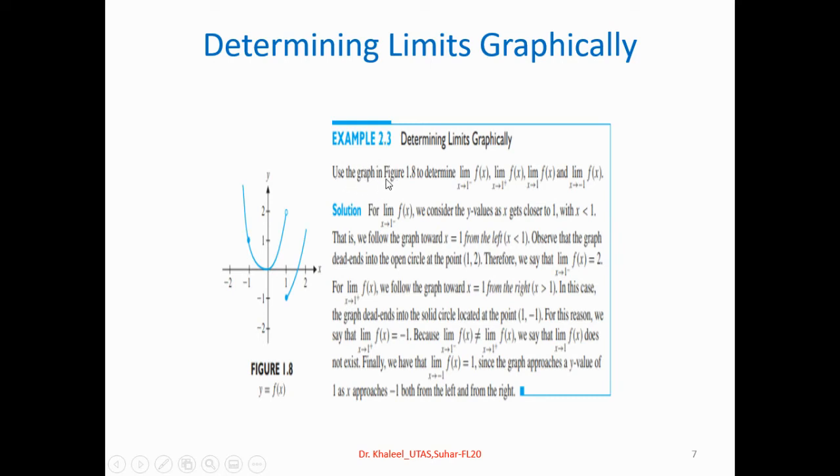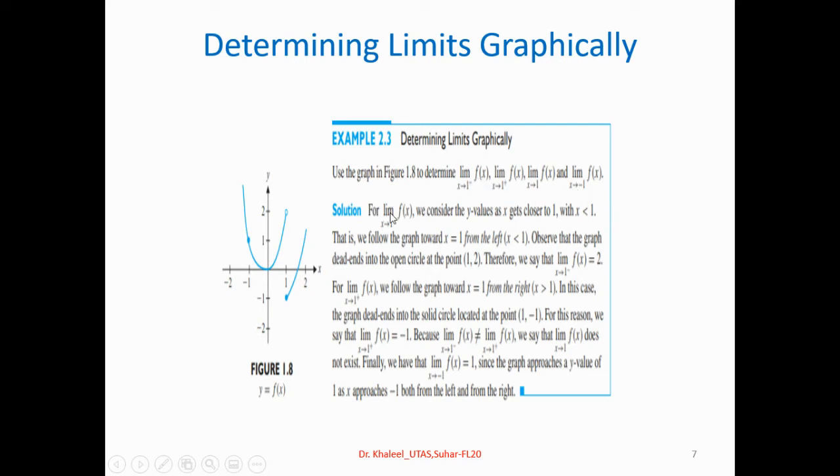Use the graph in figure 1.8. From this graph, determine the limit of f(x) as x tends to 1 minus, the limit of f(x) as x tends to 1 plus, the limit of f(x) as x tends to 1, and the limit of f(x) as x tends to -1. So let us find them one by one.